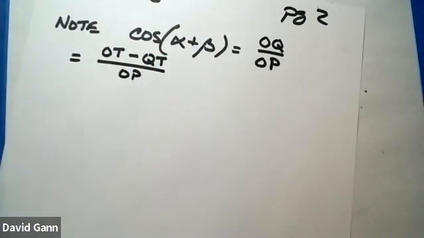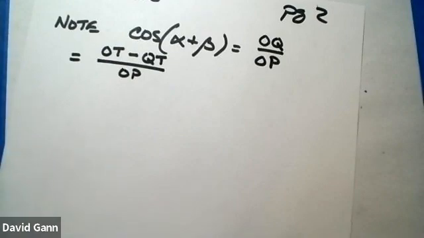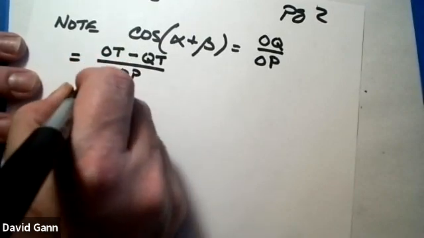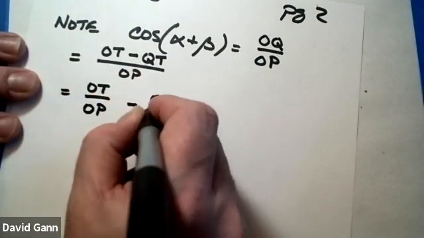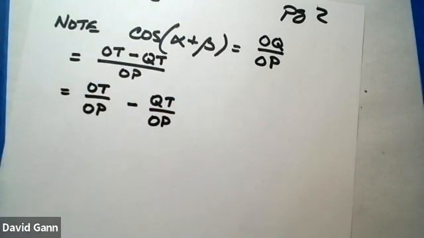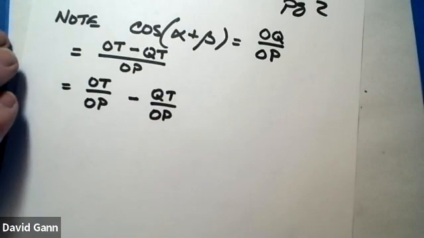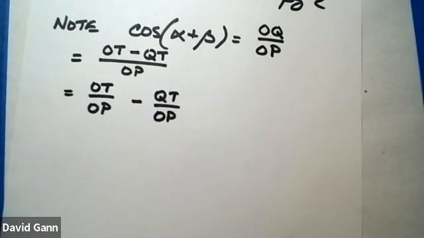Hopefully. I don't get much feedback from these videos. So now I'm going to split that into two different fractions, OT over OP minus QT over OP. Okay, so the next step is that I'm going to introduce a ratio here. It's going to look a little strange, but it's an old-school trick: the only thing mathematicians are ever doing is multiplying things by 1 or adding 0 to stuff. It's just that those look a little strange.